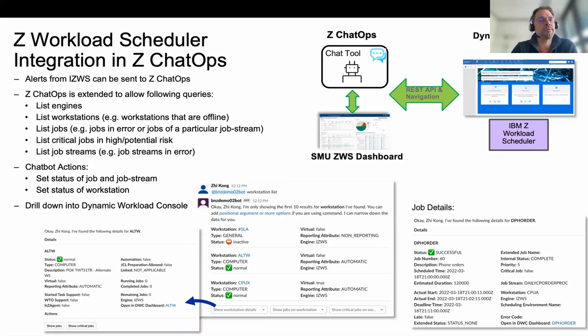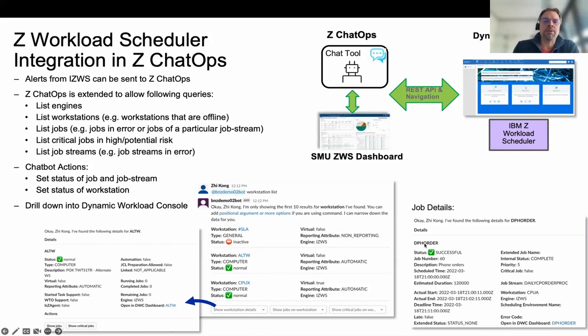For example, you can list the workstations. And here's an example screenshot of that. So you just mention the chatbot in your chat channel, for instance, in Microsoft Teams, say workstation list, and you get a list of workstations with the most important status information. You can then from here drill down into more details, look at workstation details, for example. You can list jobs, list critical jobs, also with searching capabilities and stuff like that.